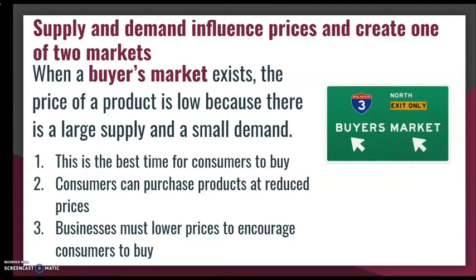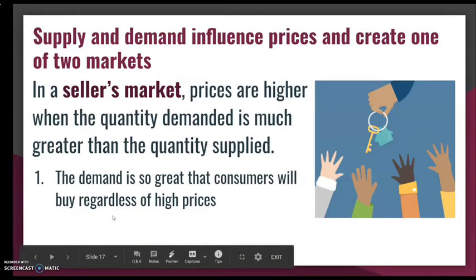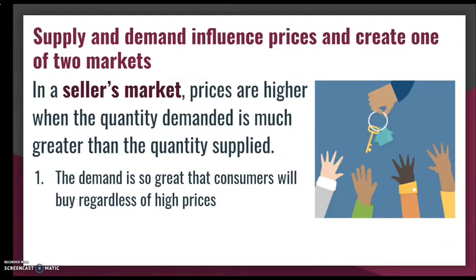Okay, a seller's market means that the sellers have the upper hand. Here, the demand is so great that consumers will buy regardless of high prices. So let's go back to the automobile manufacturer example. Let's say we are now producing only 30,000 two-seater convertibles, but 60,000 consumers want the convertibles. As the manufacturer, we could charge more than $50,000 because many consumers are competing to buy the convertibles. Consumers might not be saving money by buying the car, but they're willing to pay the price anyway because there's a really high demand.